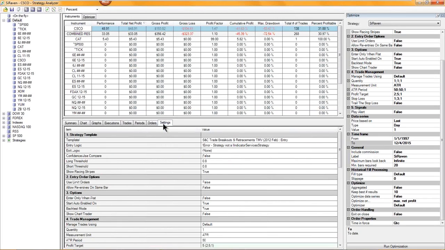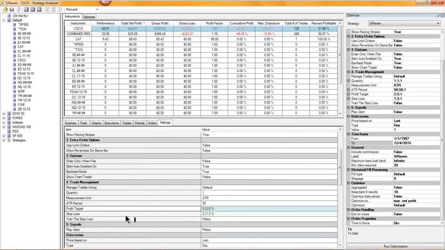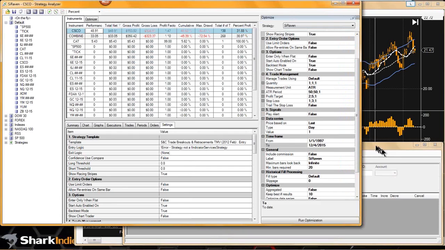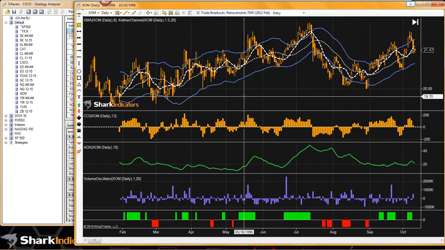Let's take a look at the settings that were used for Cisco. If we look at the profit, all right, so a 5 ATR on the profit target and a 2 ATR on the stop loss for Cisco cranked out a little bit of money over 10 years. So nothing fantastic. So there you go.